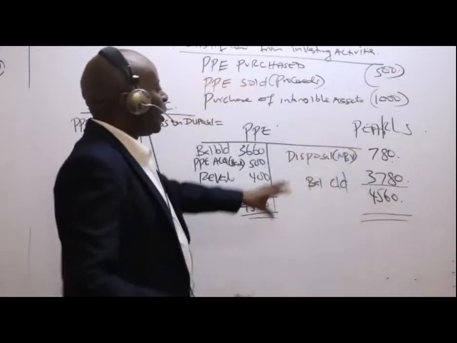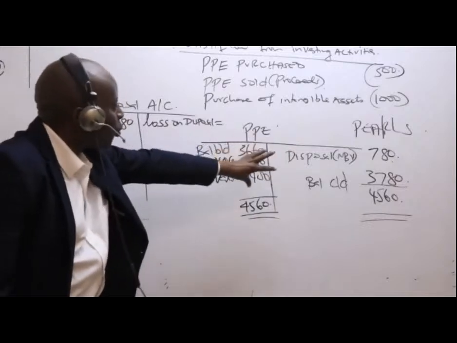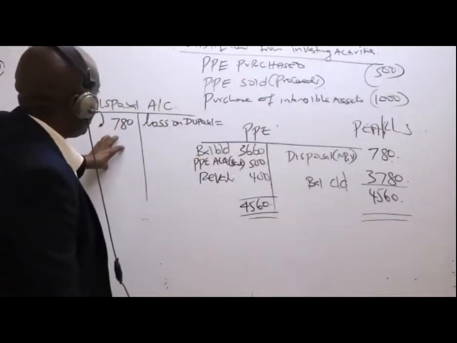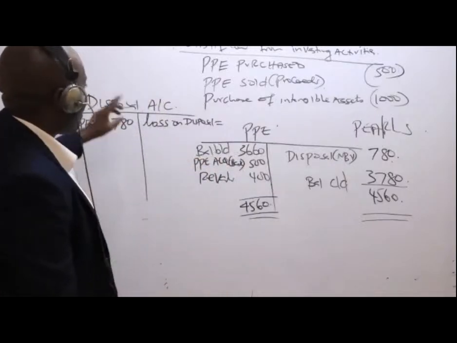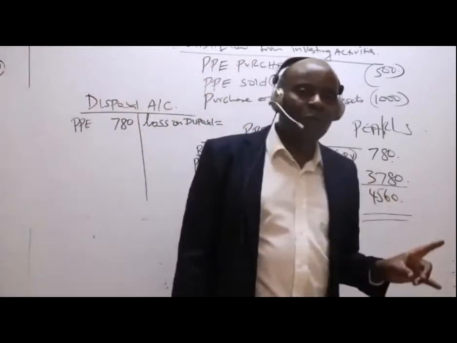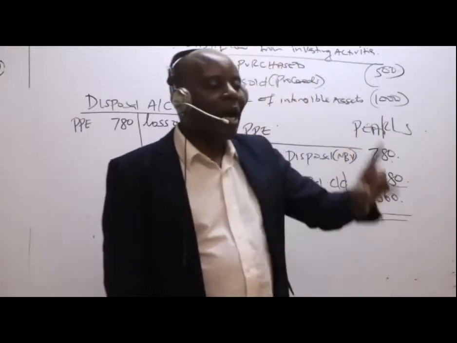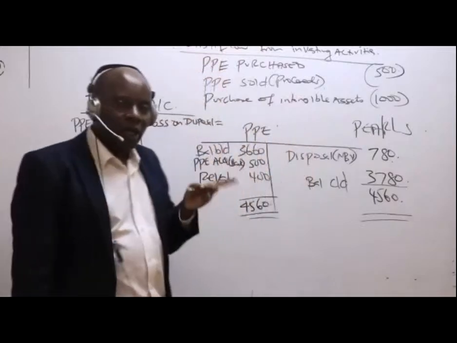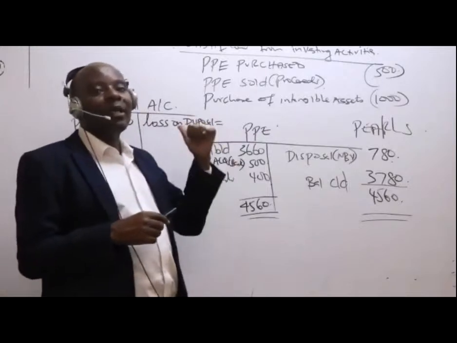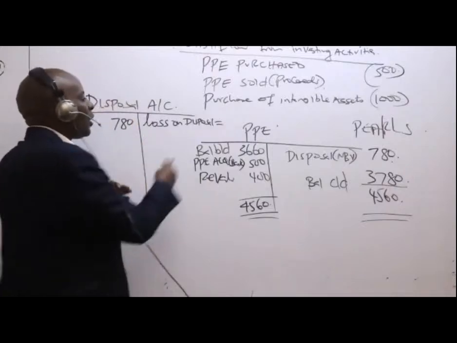So I need to open a disposals account. Here, I credited this PPE account. Now I need to transfer the PPE which was disposed. I transfer it and put it here. So PPE is 780 here. And then remember, disposals will help us to either get a loss or a profit on disposal. If it's a loss, like in this question, we had a loss. We made a loss of 100. So whenever you make a loss, what happens? You credit the disposals account and then you debit the profit and loss account. So in this case, we shall come and credit this account with 100.